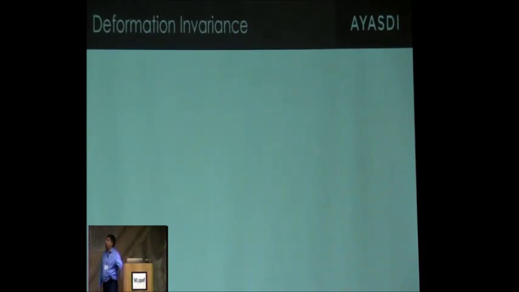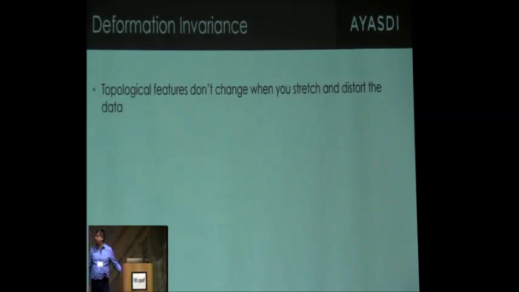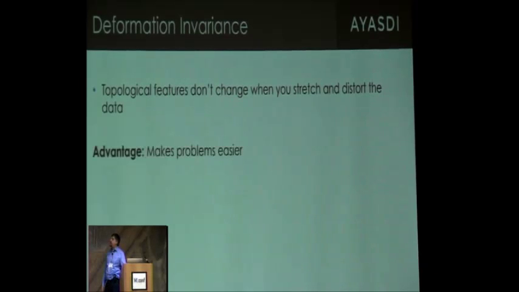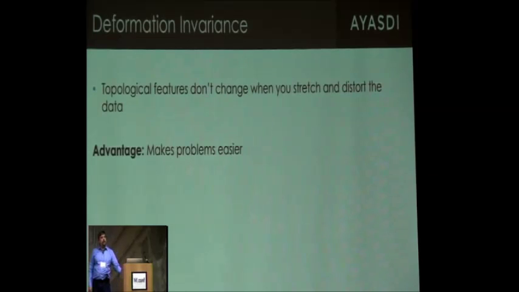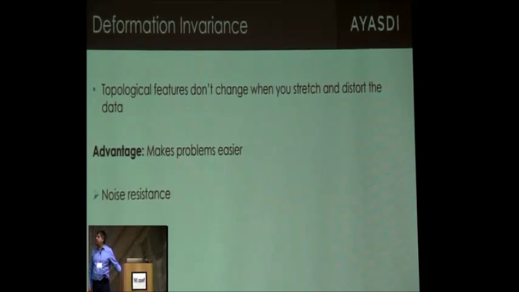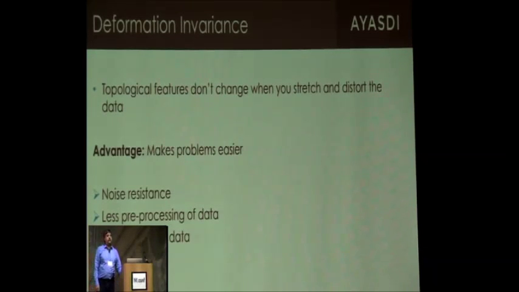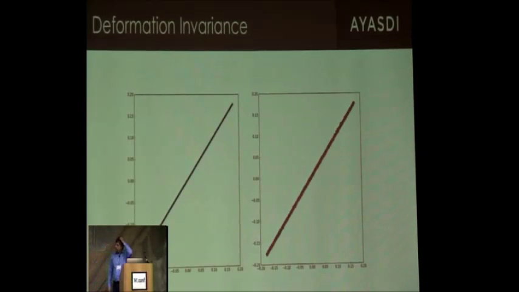Okay, property number 2, deformation invariance. Okay, topological features don't change when you stretch or distort the data. So the point here is where we can be sloppier. We can be sloppier with our data problems. It's going to give us noise resistance, less pre-processing, and more robust and stable answers. So here's a very simple example. Like I said, I'm keeping things very simple in this first portion.